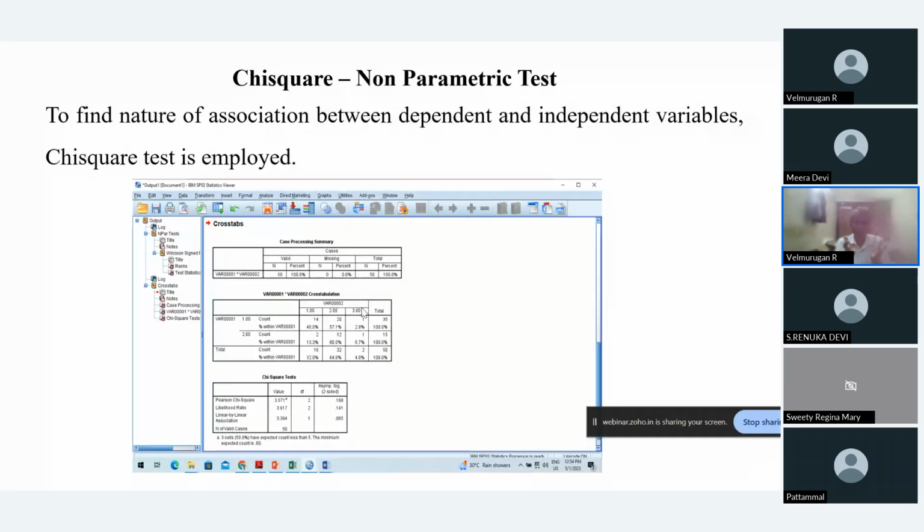Based on the p-value, if the p-value is less than 0.05, we can say there is a significant association between two variables. If the calculated p-value is greater than 0.05 and above, we infer there is no association between two variables.